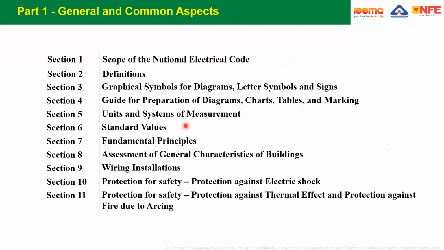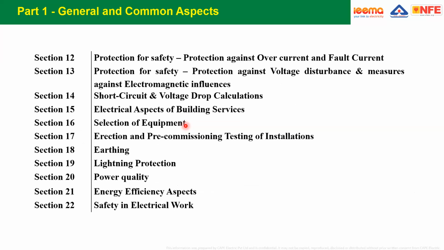So basically it consists, you can see here, section 1, scope of the NEC, section 2, definition, 3, graphical symbols, 4, preparation of drawings, charts, tables, and marking, number 5, units and systems of measurement, section 6, standard values, 7, fundamental principles, 8, assessment of general characteristics of building, 9, wiring installation, 10, protection against electric shock, 11, protection against thermal effect, 12, protection against overcurrent, 13, protection from over voltages, 14, short circuit, 15, electrical aspects of building service, section 16, selection of equipment, 17.